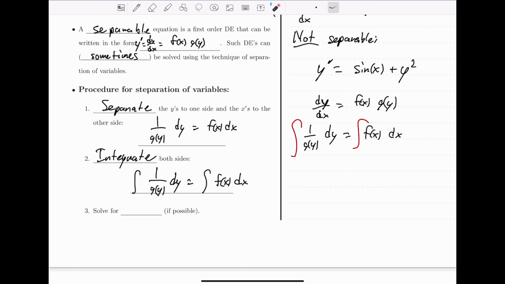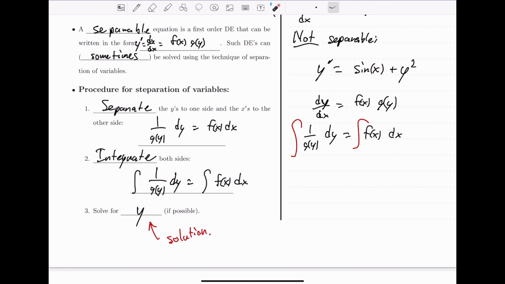We solve both of these integrals. One of them will be in terms of y, the other in terms of x. Then when we've done that, we'll have an equation with x's and y's. No integrals, no derivatives. With that equation, we solve for y if possible. Sometimes we won't really be able to solve for y, but if we can, we'll try to solve for y as a function of x. And this will be our solution. Once we've solved for y, this will be the solution to the differential equation.